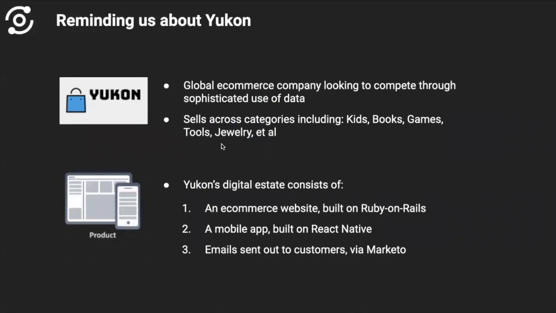So before I start talking about Snowplow and what we do, let's do a bit of reorientation around Yukon. Yukon is a fictitious global e-commerce company. It's looking to compete through sophisticated use of data. It's very diverse. It sells across a bunch of different categories, including kids, books, games, tools, jewelry, all sorts of stuff. Has a modern data team, and its digital estate consists of an e-commerce website built on Ruby on Rails, a mobile app built on React Native, and emails that are sent out to customers and prospective customers via Marketo. So that's Yukon at a high level.